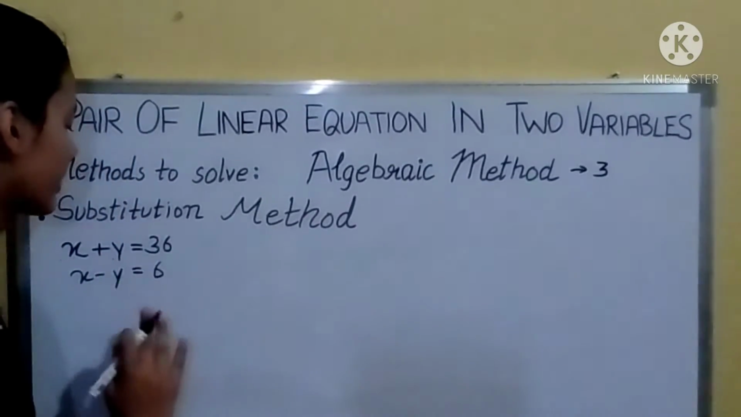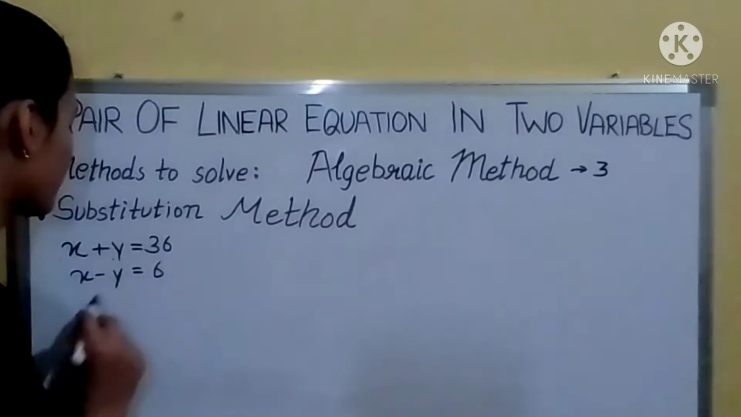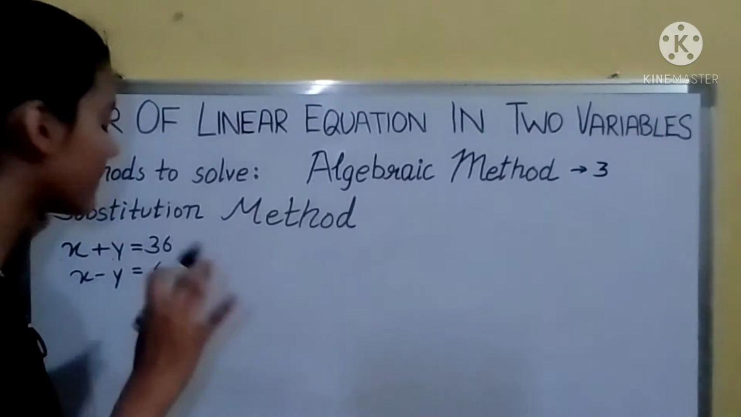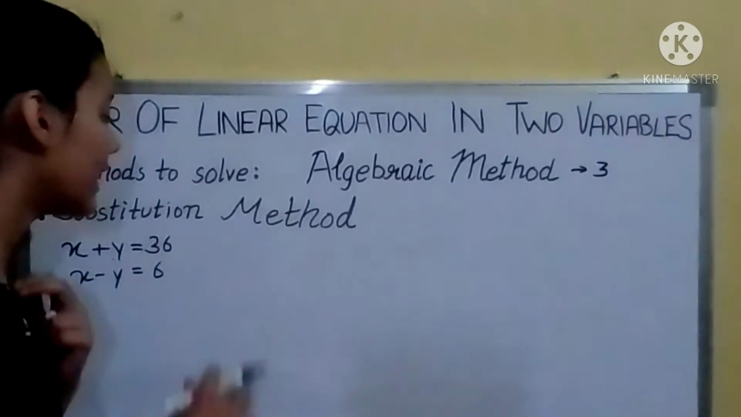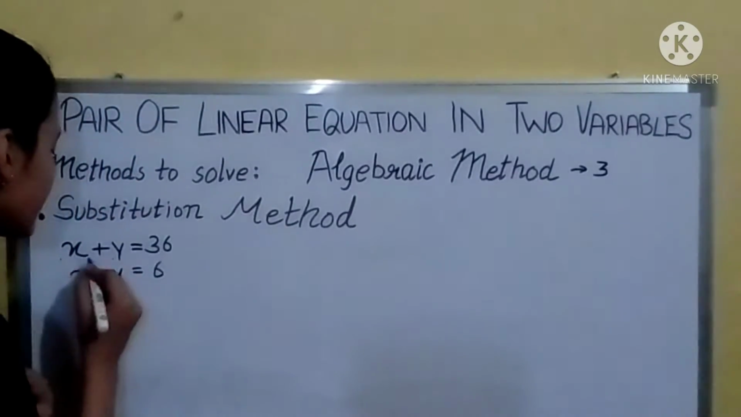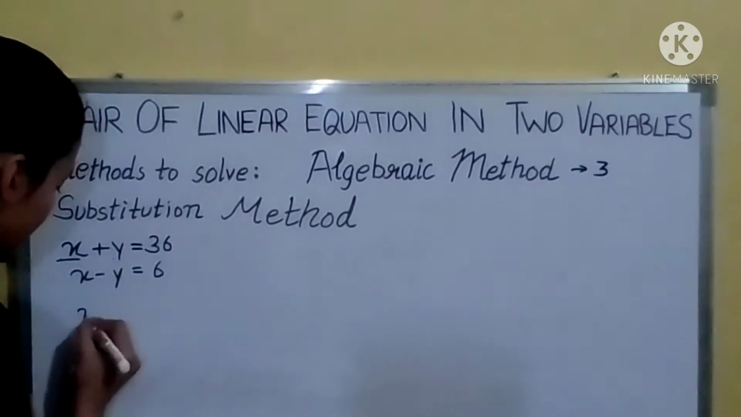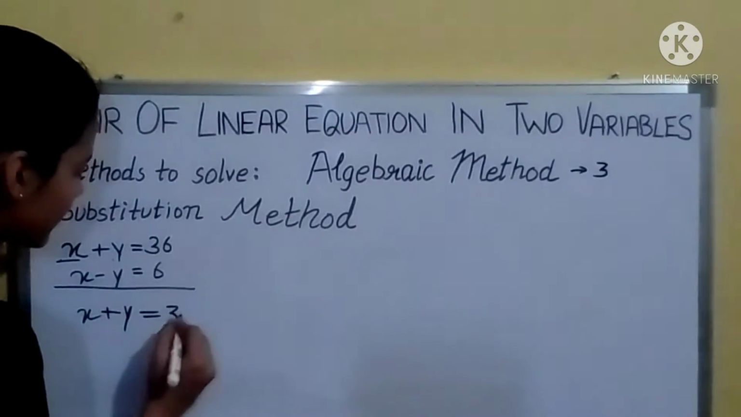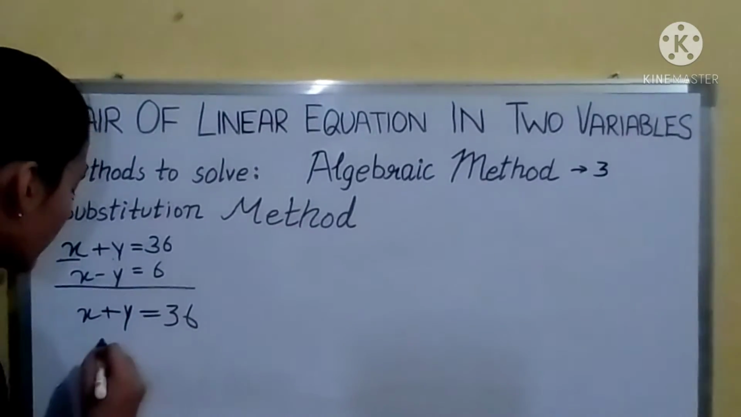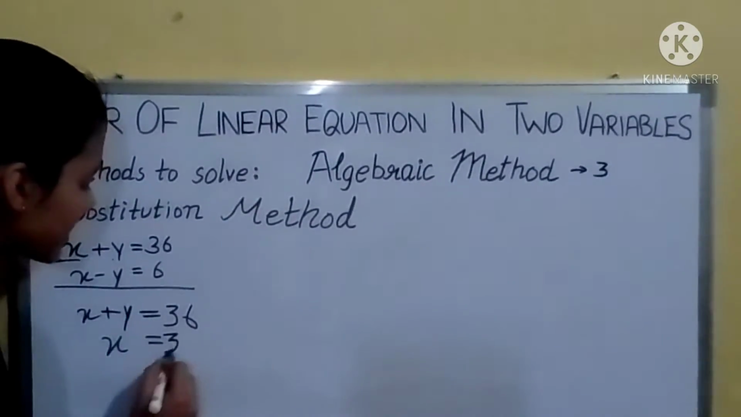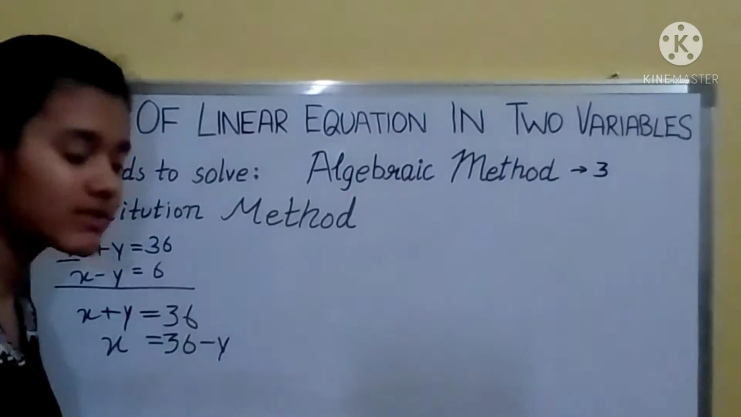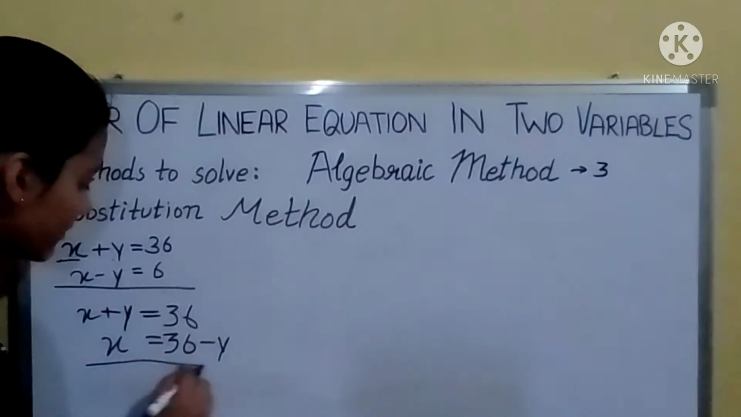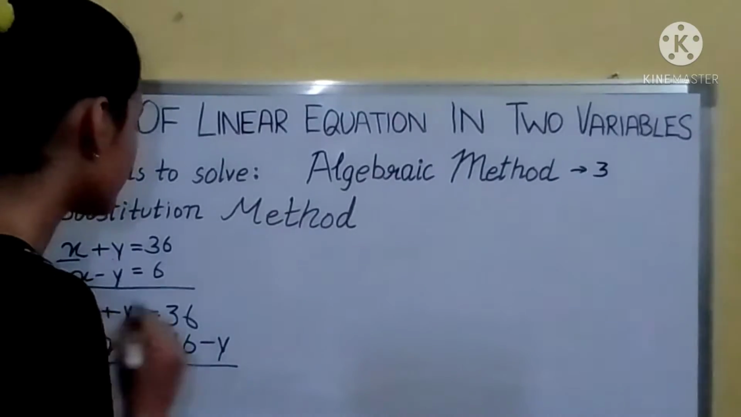Okay. So we have taken two equations because we have to take the pair. So the first equation says that x plus y is equal to 36 and x minus y is equal to 6. Now we will solve them. So we will take this equation first. Okay. So x plus y is equal to 36. Okay. So now x is equal to 36 minus y. Why minus y? Because here y was positive, so here it will become negative. So now we have got the value of x, that is 36 minus y.